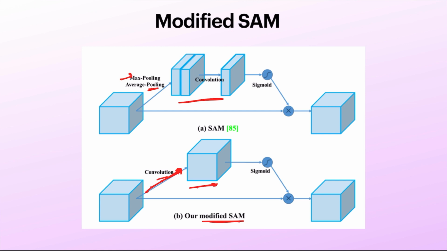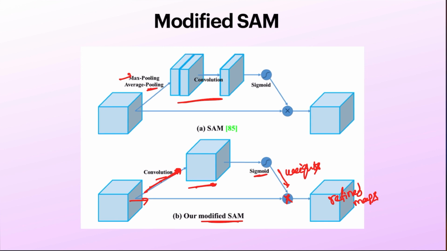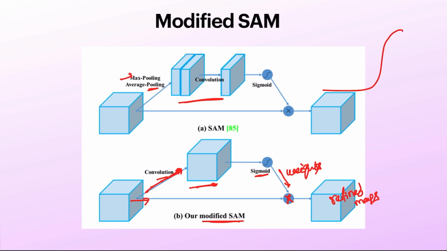Then you have a block like this, and then you perform the sigmoid. So you will get the weights here. You then multiply those weights with the original, and then you will get the refined feature maps. These are refined maps. This is boosting your important information and suppressing the non-important information. That is what the sigmoid does, right? The sigmoid curve is like this, so that is what it is being used for in the spatial attention module.